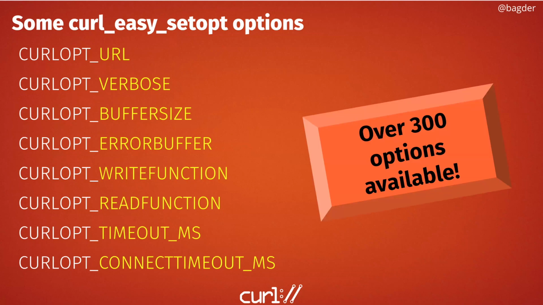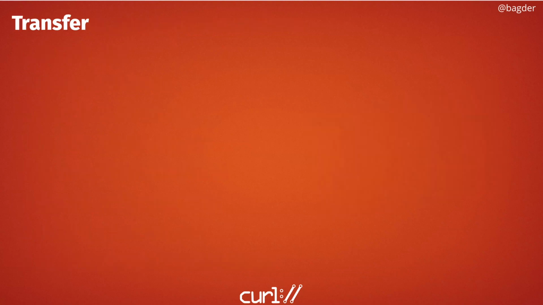There are over 300 curl_easy_setopt options. So there's really an ocean to drown in when it comes to options. So pretty much whatever you want to do to tweak the transfer, there's probably a CURLOPT already there for you to set and tweak and adjust the transfer to be exactly how you want it to be.